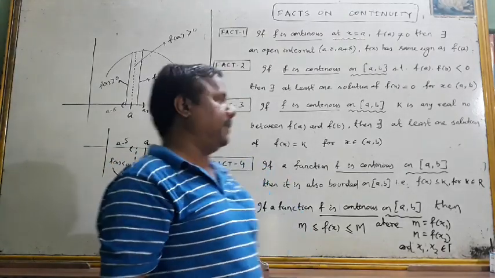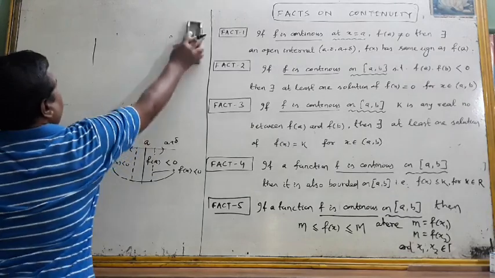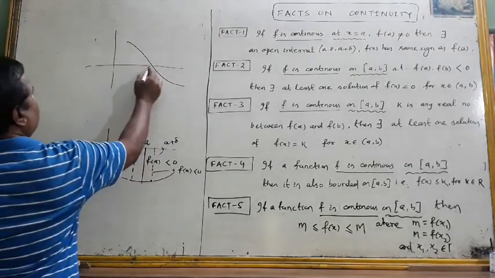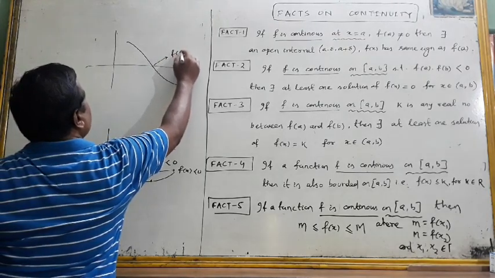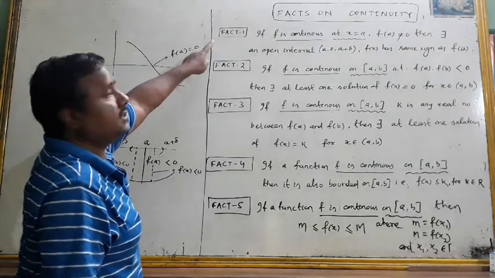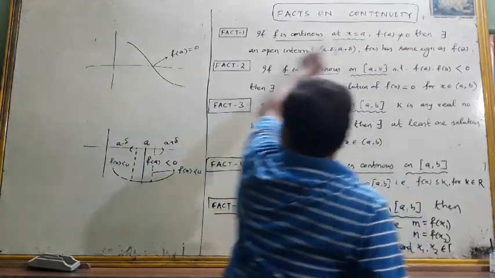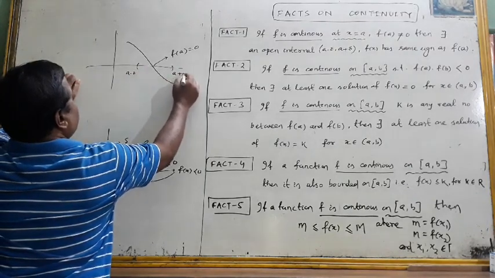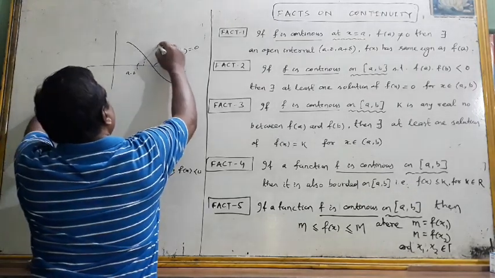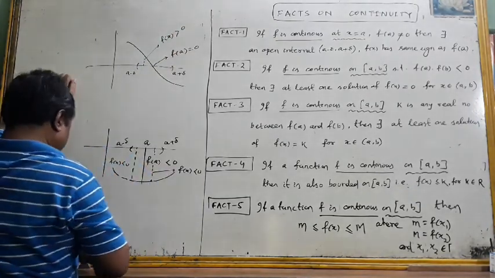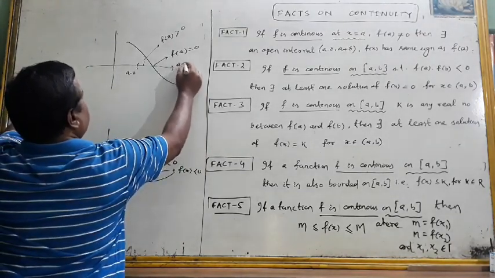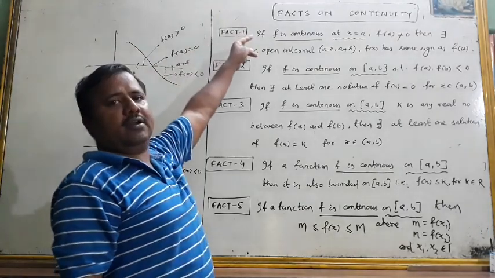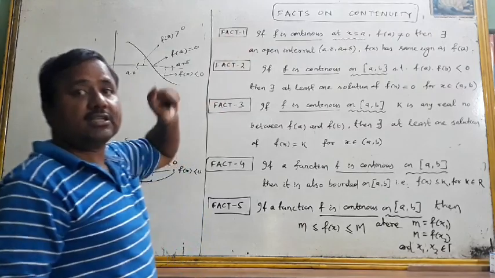Now I will explain why f(a) must not be equal to 0. If f(a) is equal to 0, we cannot guarantee this fact. Why? Look here. Suppose this is a continuous function and f(a) is equal to 0. Then take an interval a minus delta to a plus delta. This f(x) is positive, and on the other side, at a plus delta, f(x) is negative. So now you have learned fact 1.